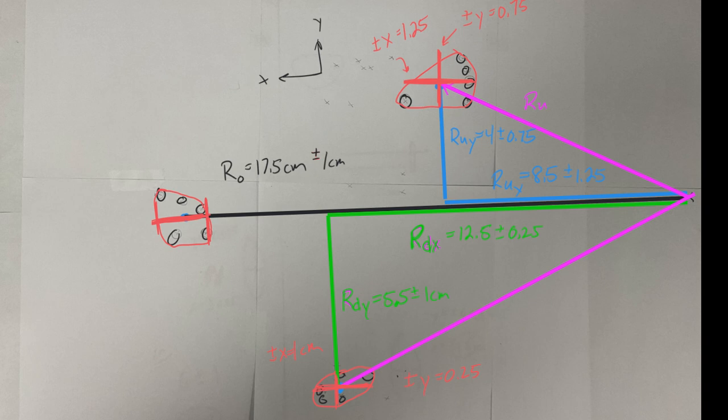All right, I've taken all my measurements. I'm so excited. So now I've taken all my measurements. I want to compare R naught with R up x plus R down x. And I want to compare 0 with R up y plus R down y.